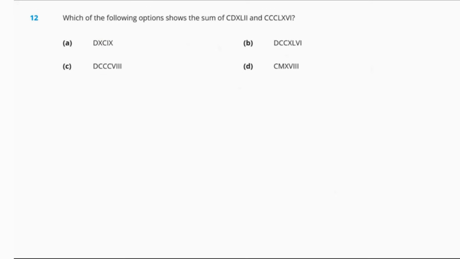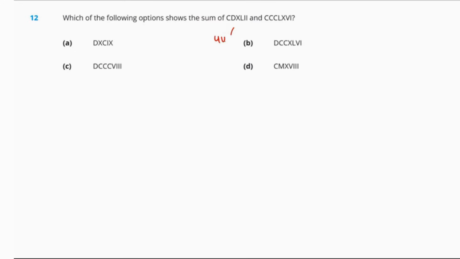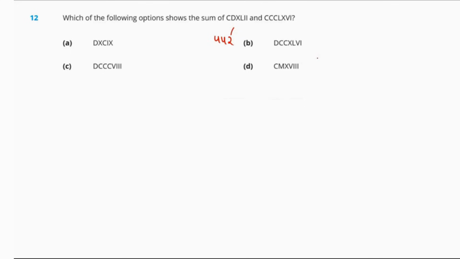Now, next question is which of the following options shows the sum of, okay, so these are Roman numerals. So first of all, let us write their actual values. So this will become 448. This will become 442 and this will become 366. Now we have to do the sum for these two.